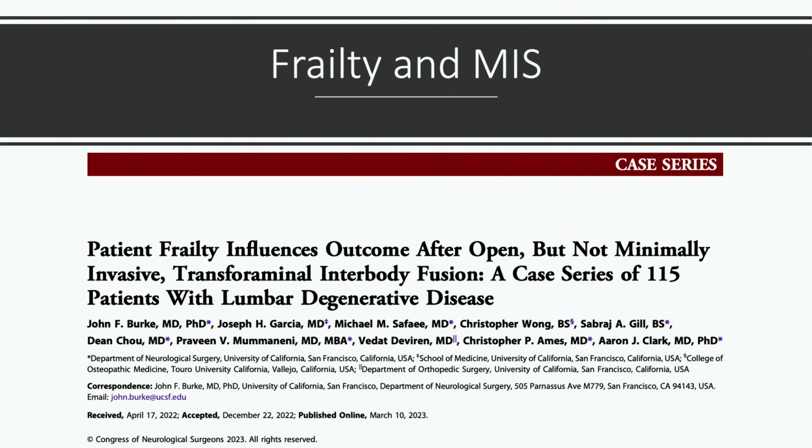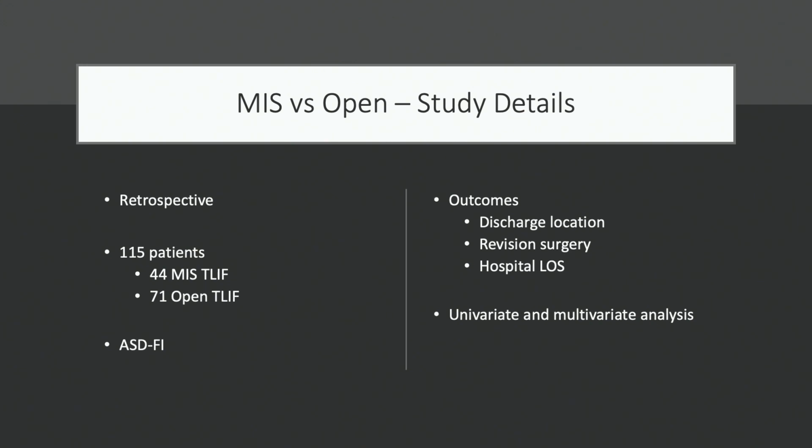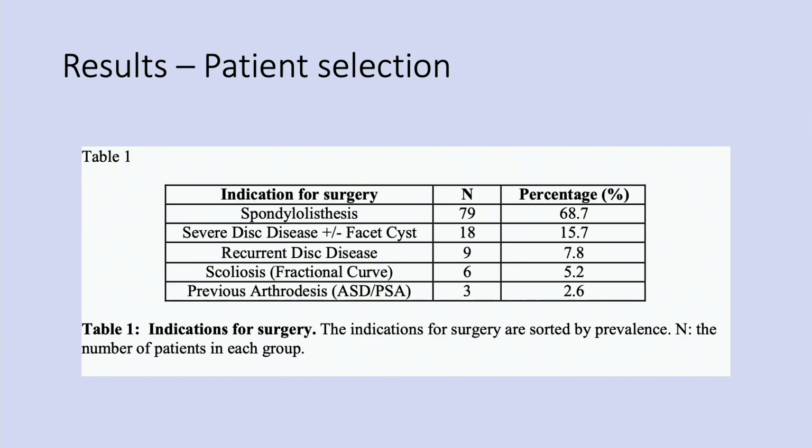Taking that one step further, I did want to look and see if this adult spinal deformity index did apply to the minimally invasive population. And so I did a study on this, focusing again on minimally invasive TLIFs. This was recently published in Neurosurgery. It was a retrospective study, 115 patients, 44 patients in the MIS group, 71 patients in the open group. I applied the ASD frailty index to all these patients and looked at outcome, including discharge location, need for revision surgery, and hospital length of stay, performing univariate and multivariate analyses here.